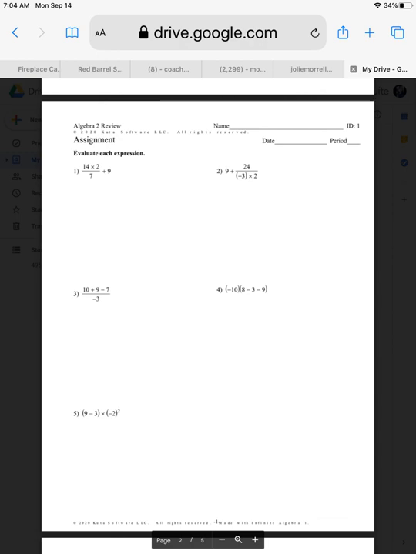So I will go through number 1 again. I'm not going to be as detailed as yesterday just because it's a little easier today, okay? So 14 times 2 is 28 divided by 7 plus 9. 28 divided by 7 is 4 plus 9. You get 13. Okay, that's number 1.